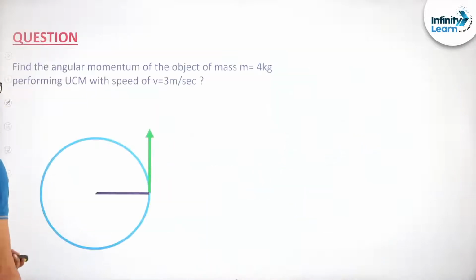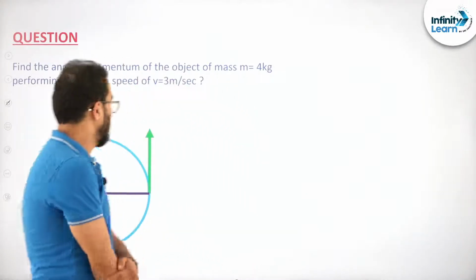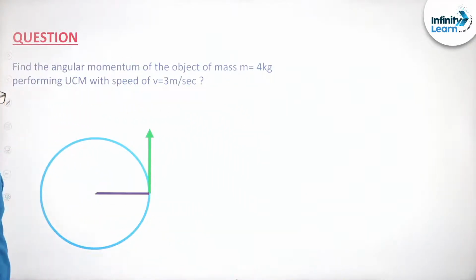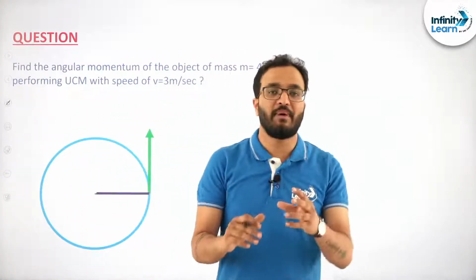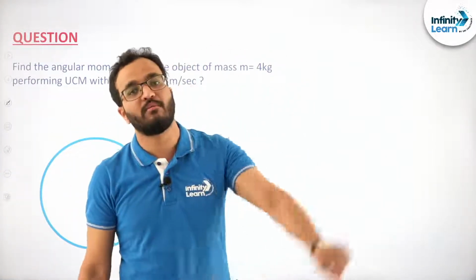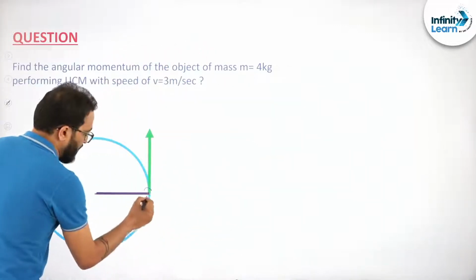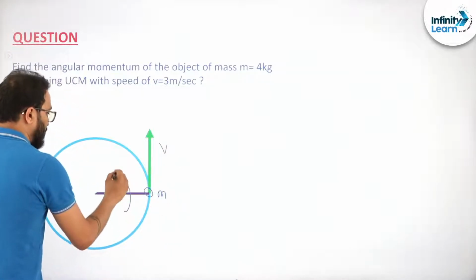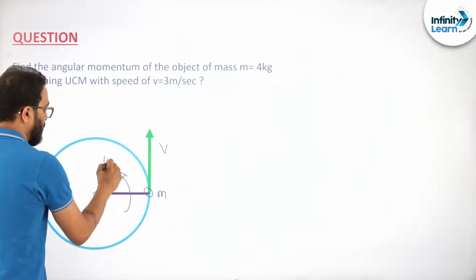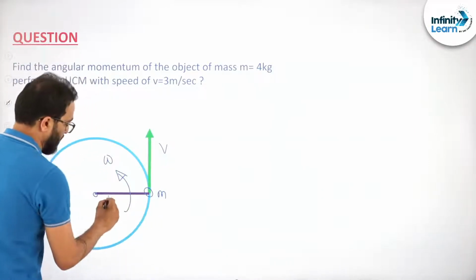So let's move ahead and understand this. Find the angular momentum of an object of mass 4 kg performing UCM. So let's come to the angular momentum of particles performing circular motion, rotating about a point. It's very simple. Say this is mass m, this is its velocity, and it is rotating with an angular speed omega. This distance is r.